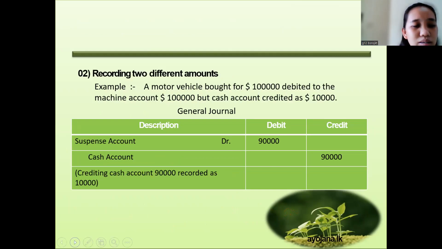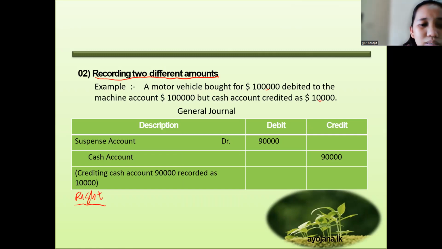Then the second one is recording two different amounts. Let's go for example. A motor vehicle bought for, I think this one is 100,000, debit to the machine account of 100,000, but the cash account credit as 10,000. It's a different one.